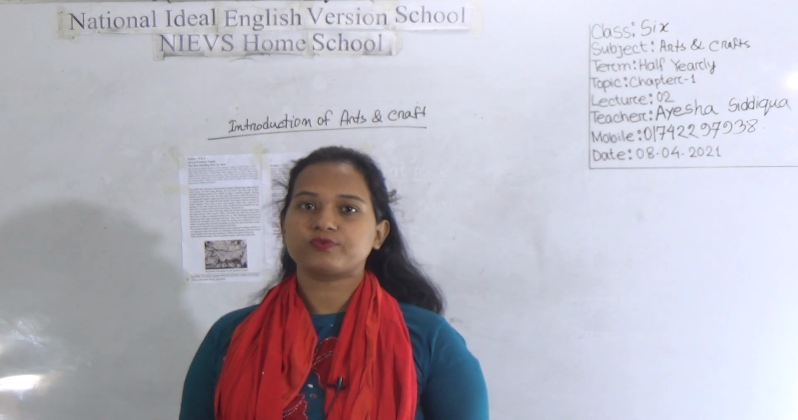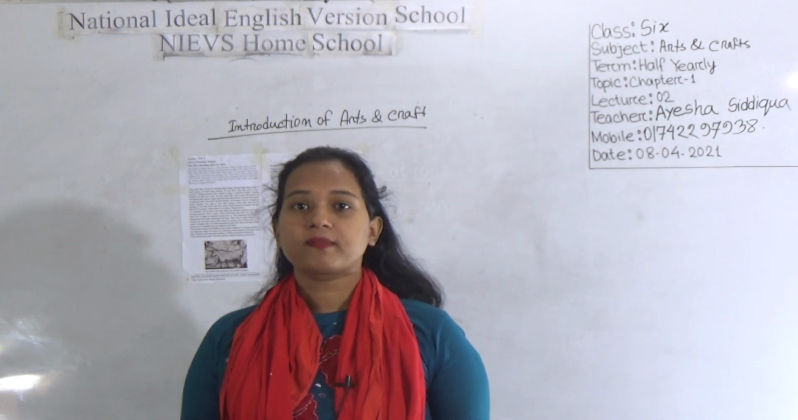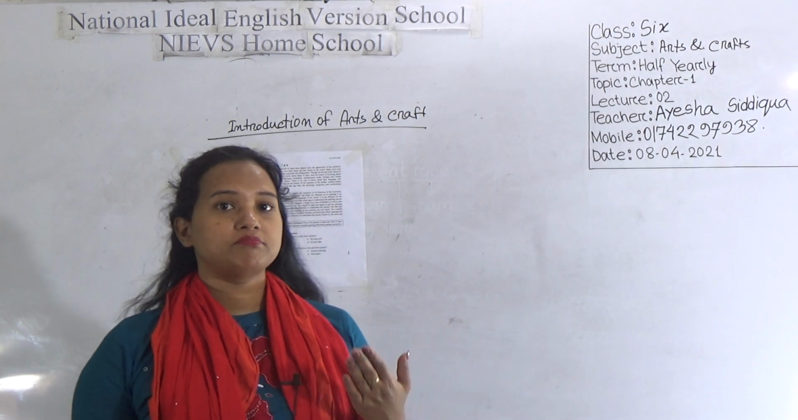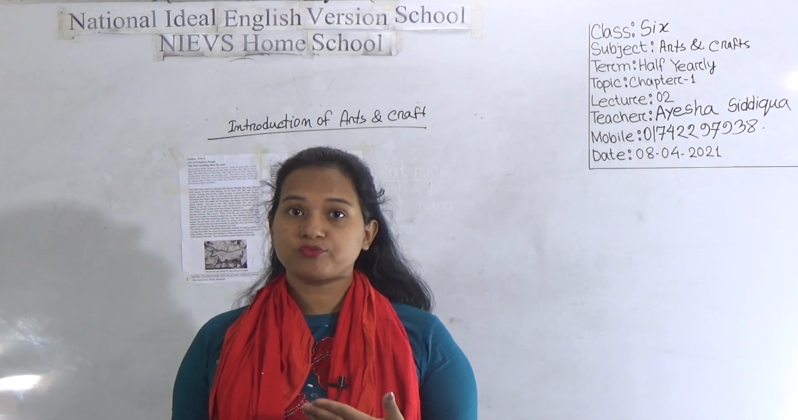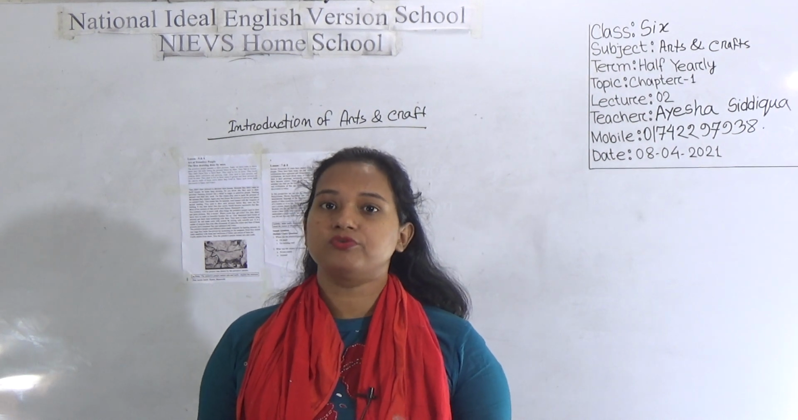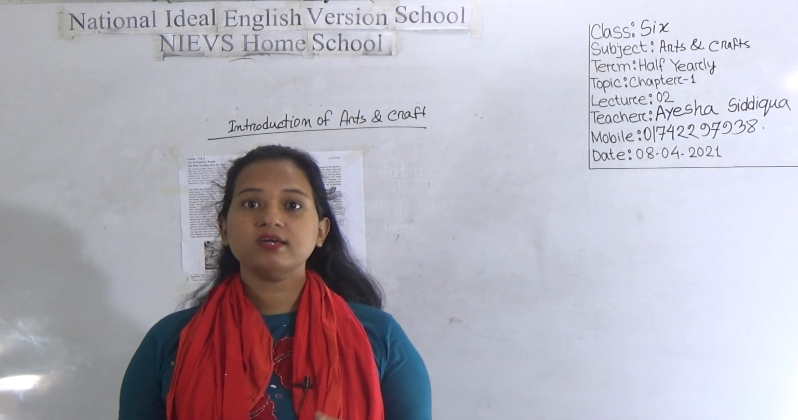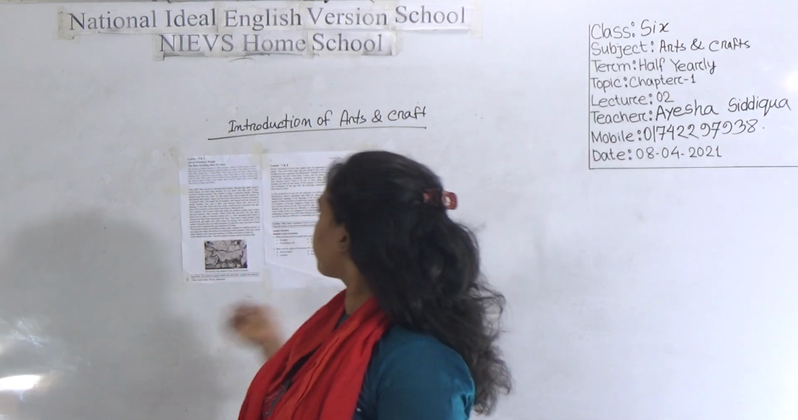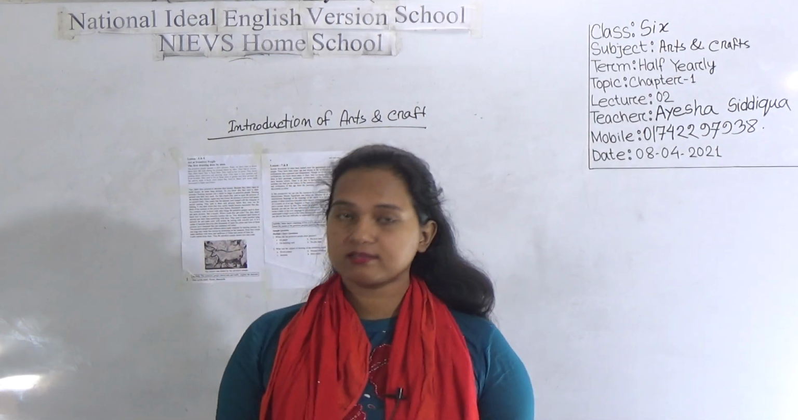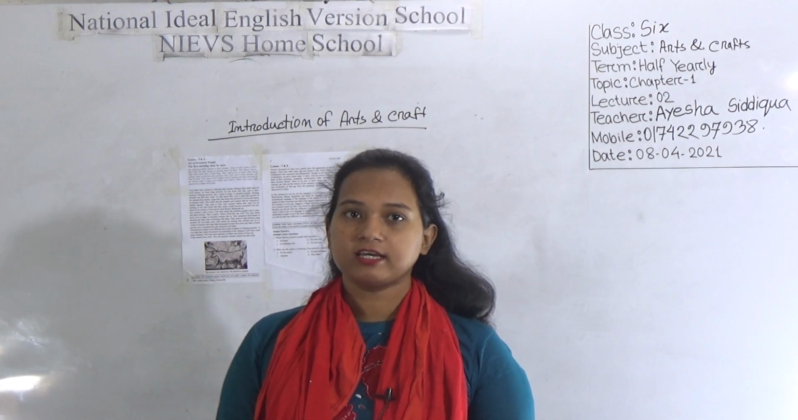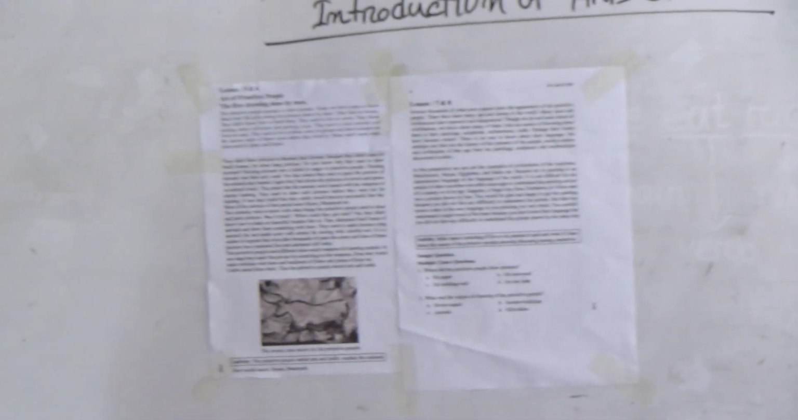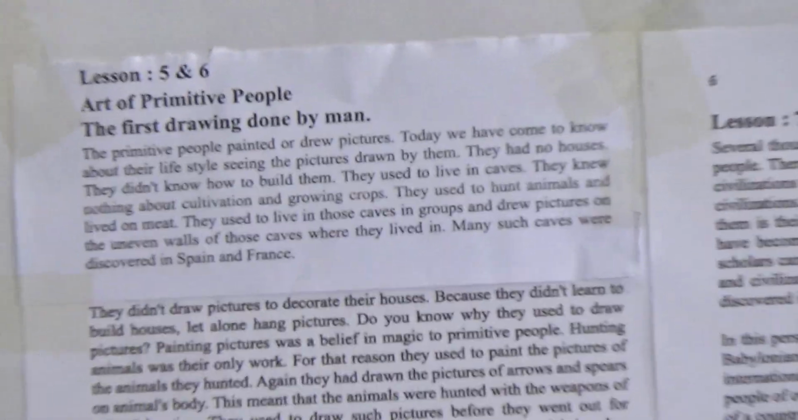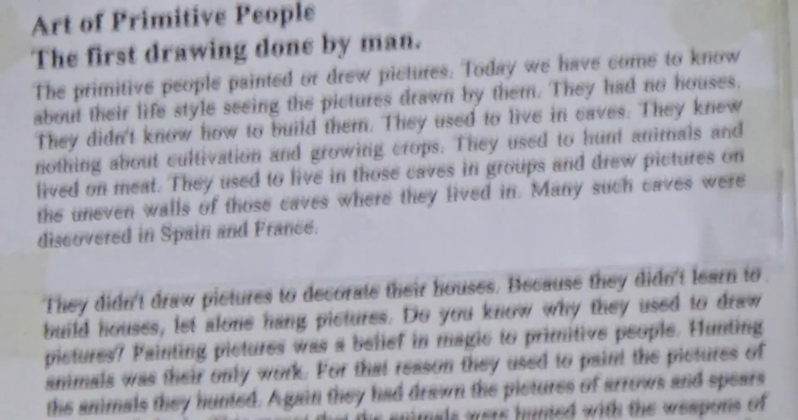Today I am going to take a class for class 6. Before this, you have read chapter 1, lessons 1 to 4. Today we will read lessons 5 to 8. That means lessons 5, 6, 7, 8. Now look at the board. I will read. You also open your arts and craft book. Lesson 5 and 6, chapter number 1.